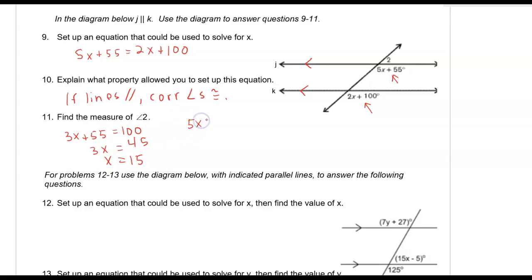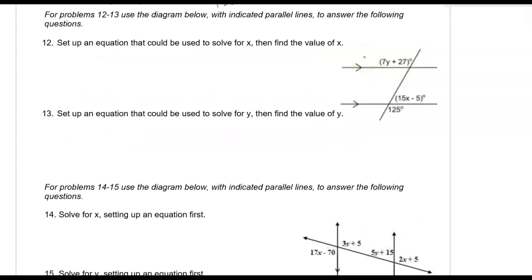I'm going to find the value of 5x plus 55. That's 5 times 15 plus 55, or 75 plus 55, which gives me 130. That angle right there is 130, and the supplement of 130 is angle 2. So the measure of angle 2 is 50 degrees.